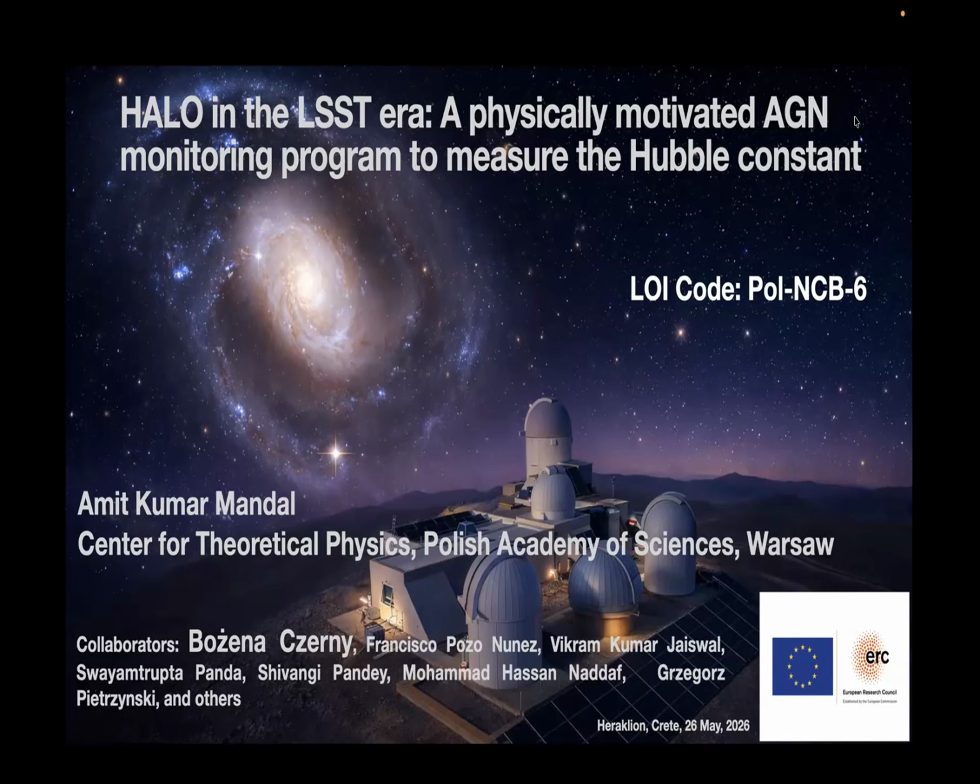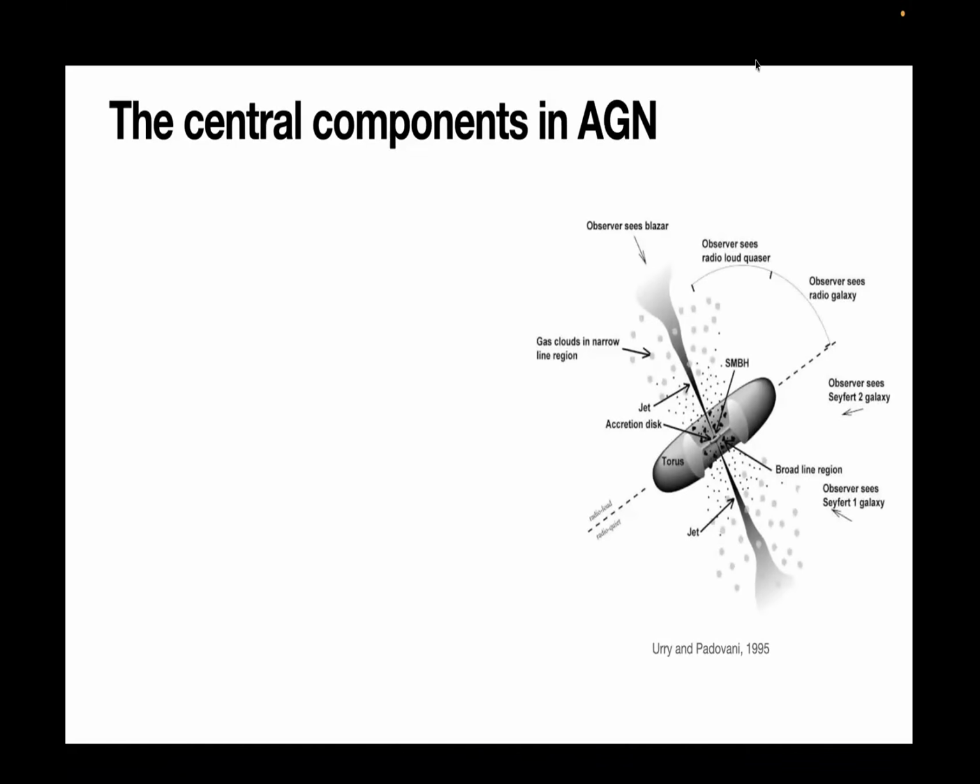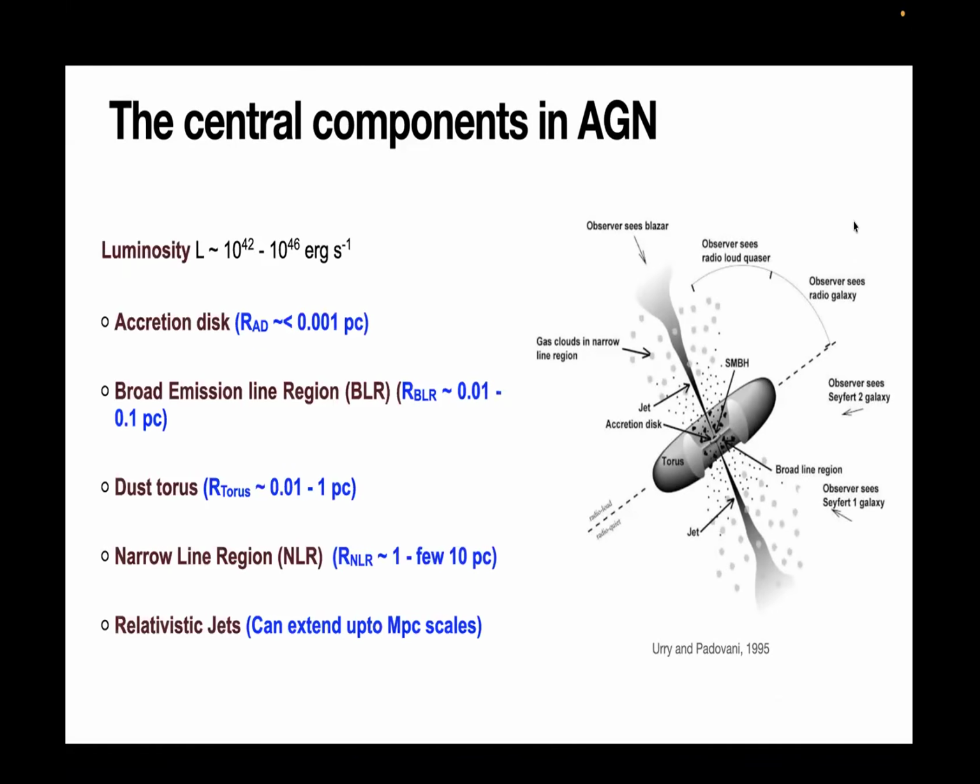The title of my talk is HALO in the LSST Era: a physically motivated AGN monitoring program to measure the Hubble constant. Active galactic nuclei are among the most luminous objects in the universe, and the sizes of the different components in the central parts are mentioned here. From these size measurements, it is clear that the central parts of AGN are very compact. Naturally, the question is, can the central regions of AGN be resolved?